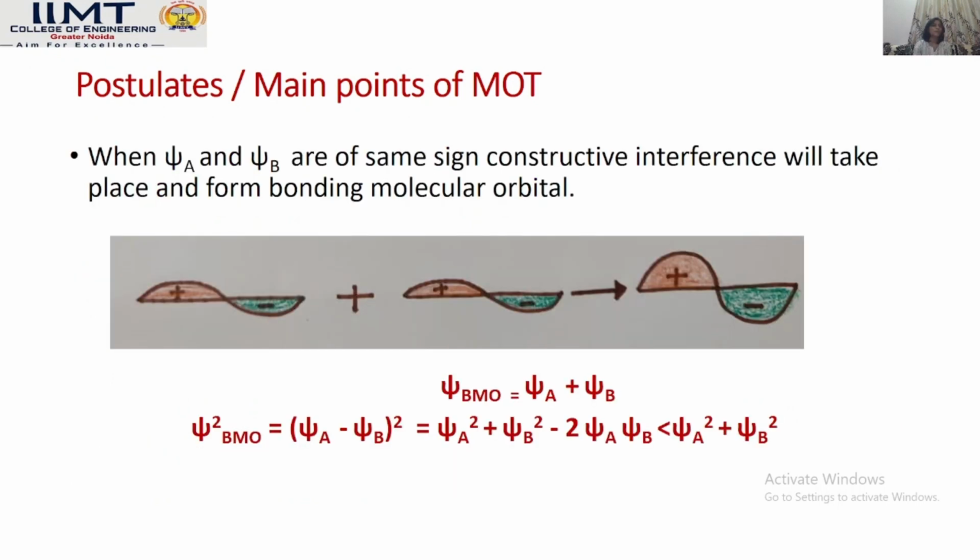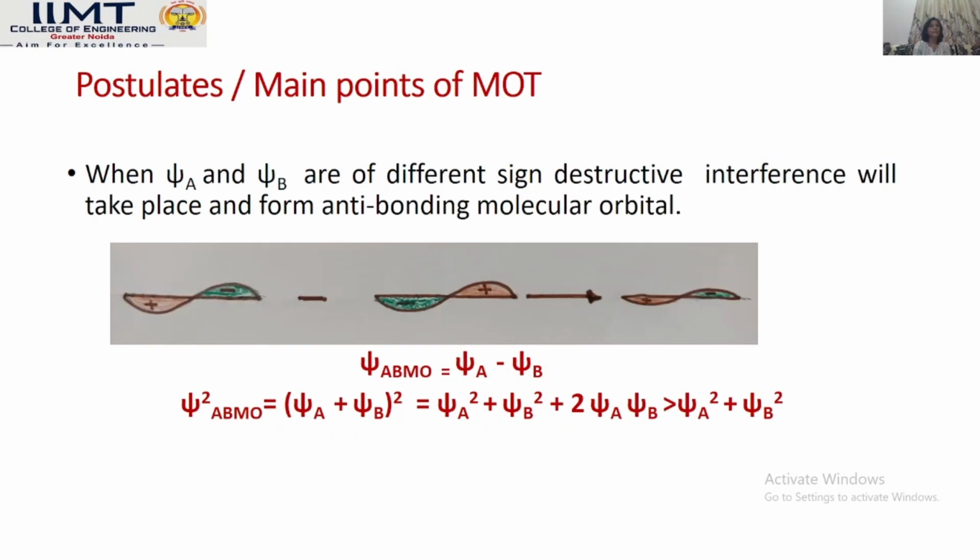When psi A and psi B are of the same sign, constructive interference will take place and form a bonding molecular orbital, which is shown in figure. Bonding molecular orbitals have lower energy and higher probability in comparison to that of individual atomic orbitals.